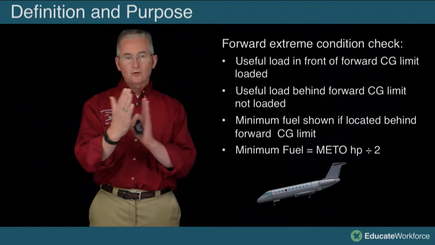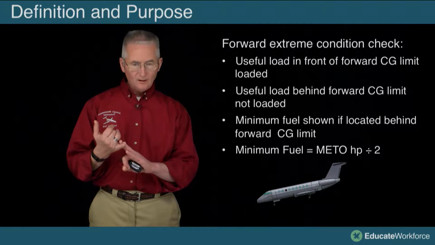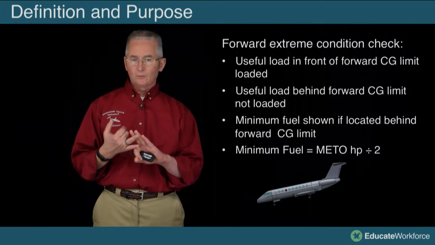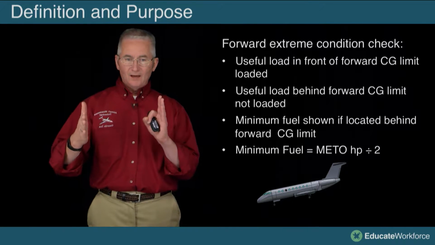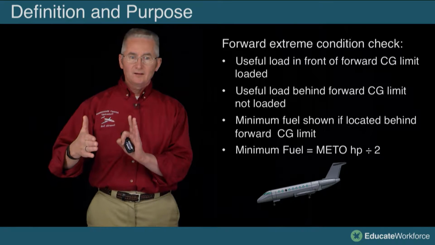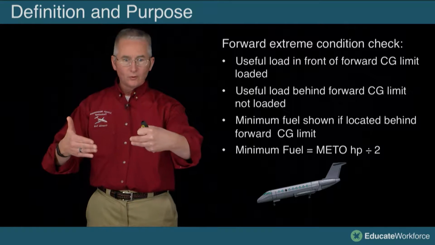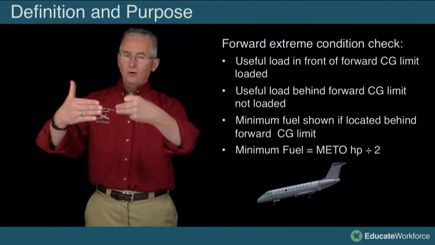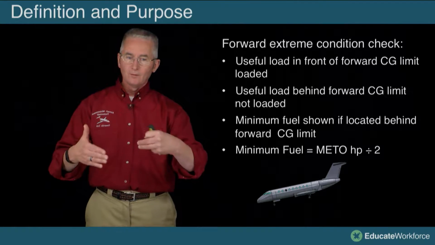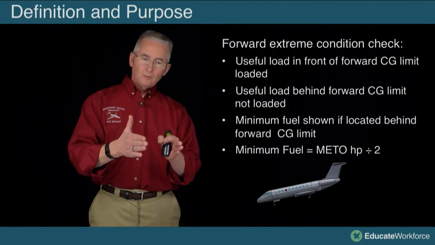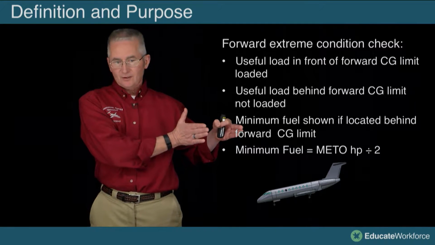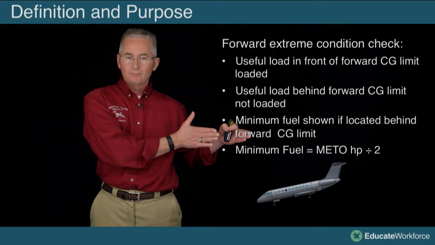So a forward extreme check is basically what we're going to do: everything forward of the center of gravity is going to be maxed out. We're going to max out the fuel load. We're going to max out the pilot. If his seat and the co-pilot's seat are forward of the center of gravity, those are going to be full. Any cargo that we can load is going to be full. Any fuel that's going to be aft of the center of gravity is what we call minimum fuel or METO fuel.